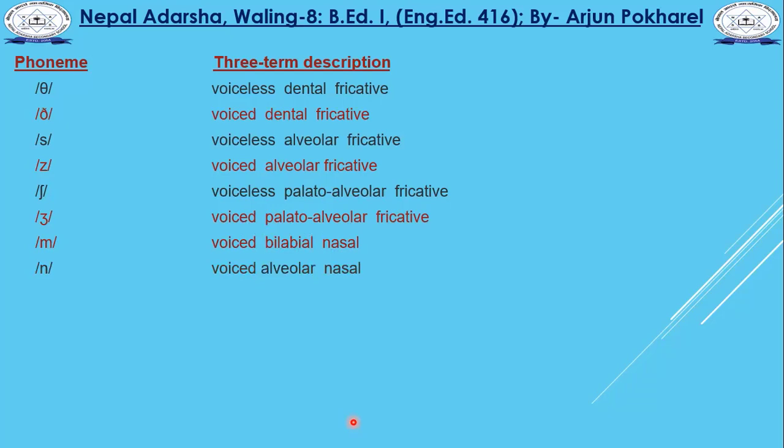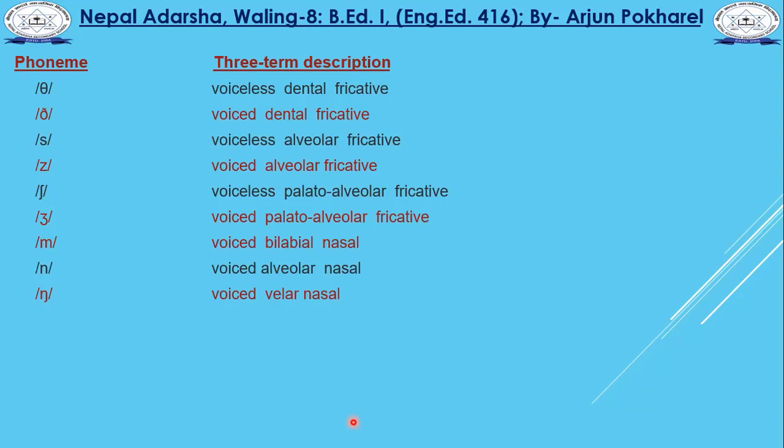Na is voiced alveolar nasal. It is not bilabial. It is alveolar. Okay, the alveolar ridge is involved in the production of a nasal sound. That's why it is nasal, which is the alveolar one. Okay, nga is what? Voiced velar nasal. Here, what happens? The back of the tongue touches the velum, and the sound nga is produced.